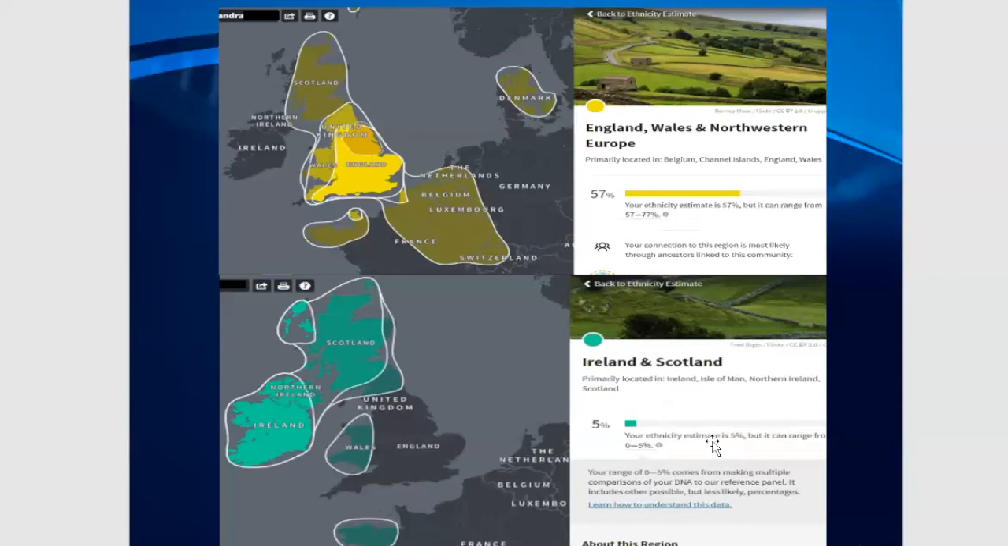Since this infographic was done, they've actually rerun my DNA again, and I've now dropped to 37% England, Wales, and Northwestern Europe, and 22% Scotland, because they split Scotland into its own region and were able to more accurately pinpoint to a region. As the pool of testable DNA grows, they will be able to be more and more accurate with who belongs where.